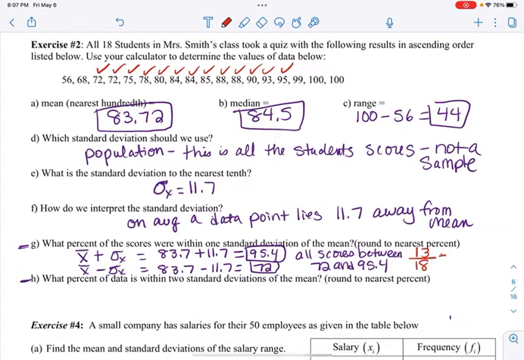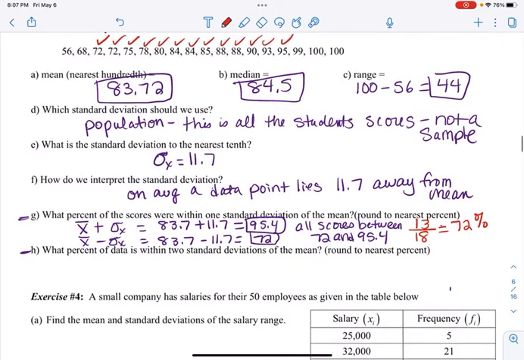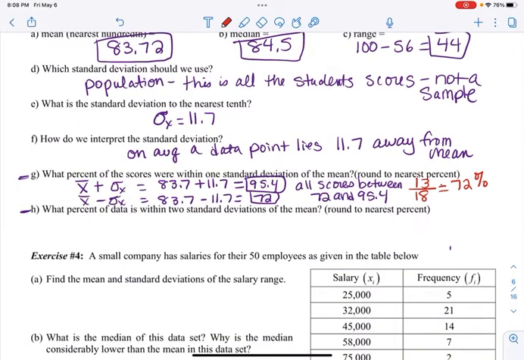So if I put that into my calculator, what percent? 72% of the scores fall within one standard deviation. Okay, so that's a lot of the scores. 72% of the scores fall within one standard deviation of the mean. So I take the mean, I add one standard deviation, I take the mean and I subtract one standard deviation, and I want to know how many scores fall between those two numbers.